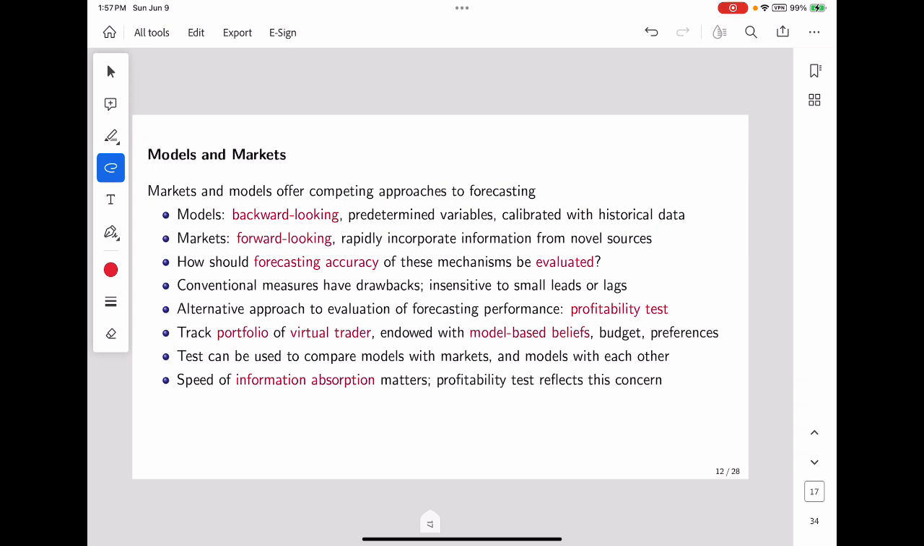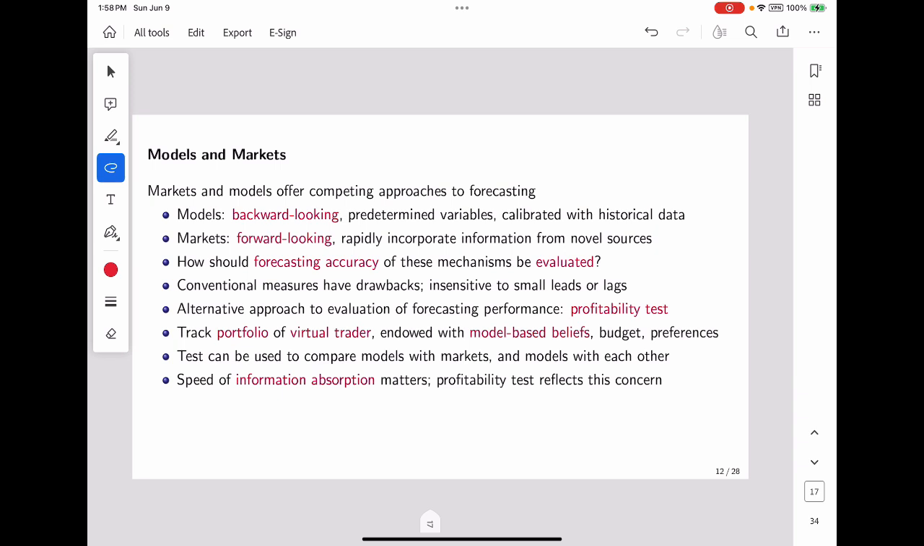Imagine that there's a virtual trader or a bot that believes the model. So it looks at the model forecast and it believes it completely. And it has some funding and it has some attitude towards risk. And it looks at the market price and it will see a profit opportunity. It will either want to buy or sell the contracts. And suppose it engages in this trade.